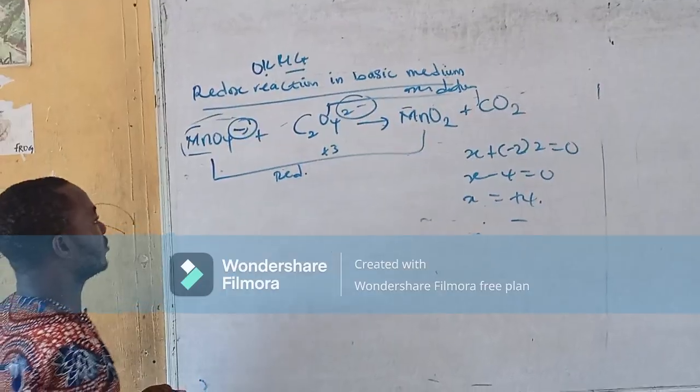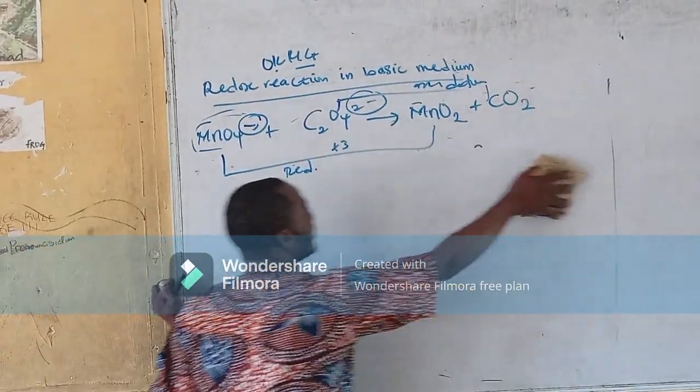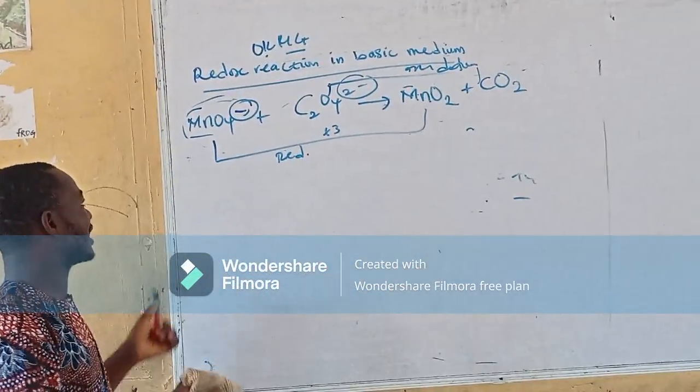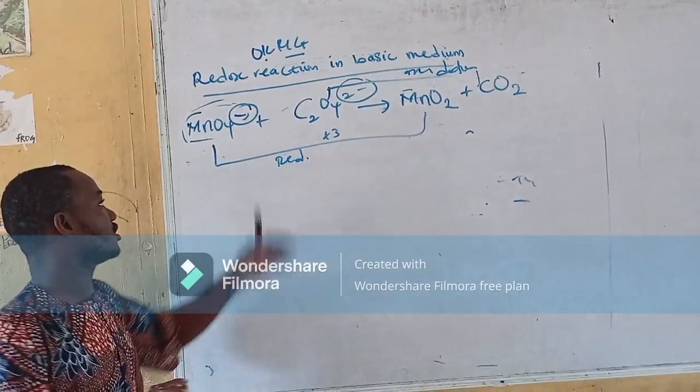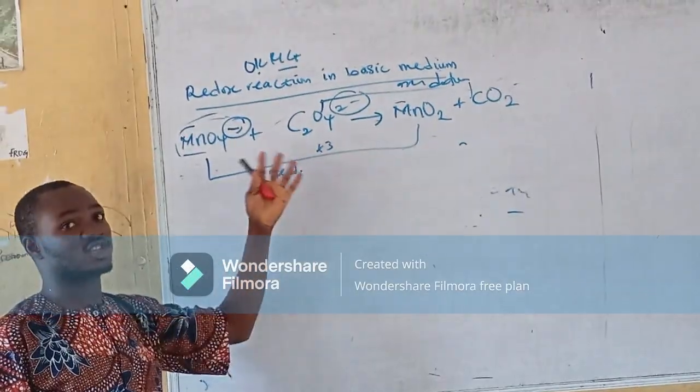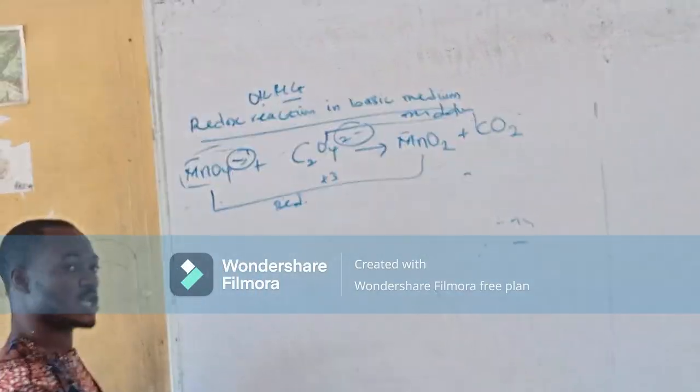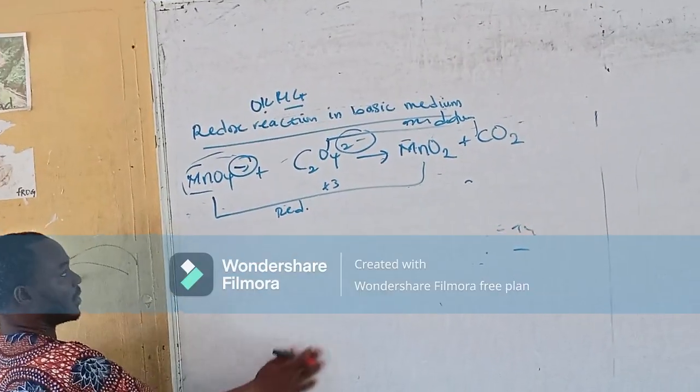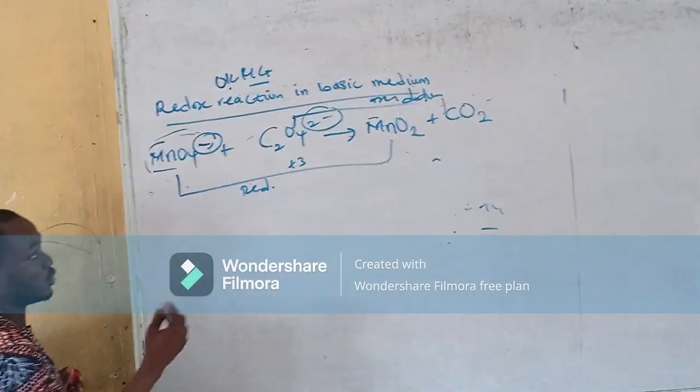Now somebody will ask, how do I know my central element? Most of the time, the central element is your metal or, in this case, carbon. Oxygen cannot be your central element in this case. So let's proceed. Now let's go to our reduction and oxidation half equations.